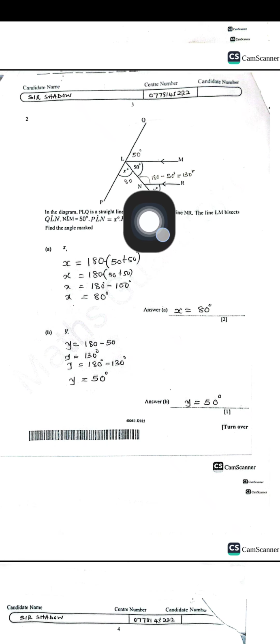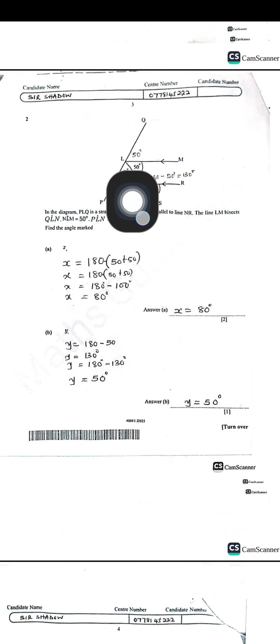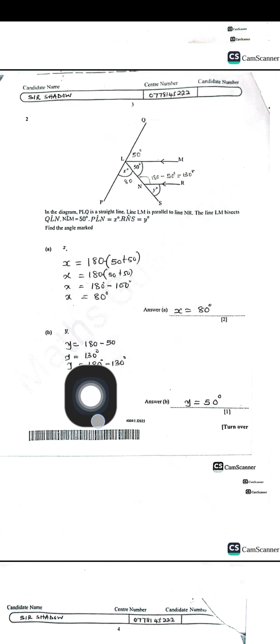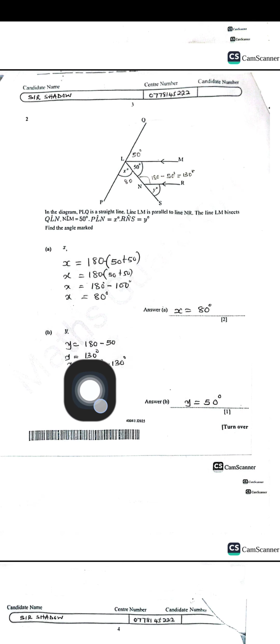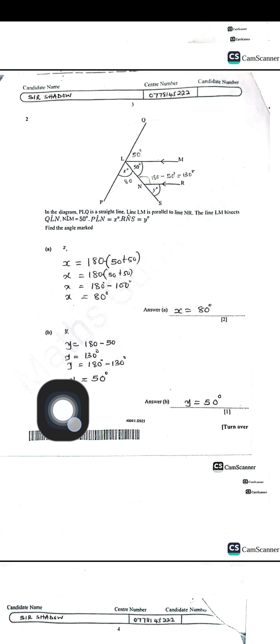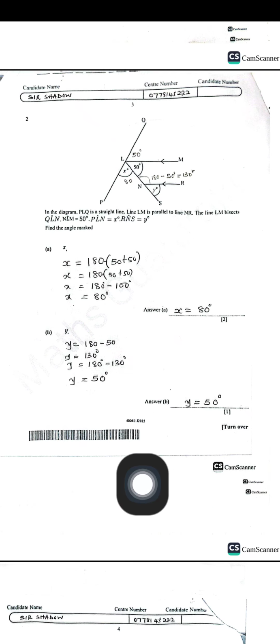So in order to find this angle y, we say 180 minus 50, we get 130 right inside. Then to find this one, you say 180 minus 130, which means y is equal to 50 degrees. y equals 50.